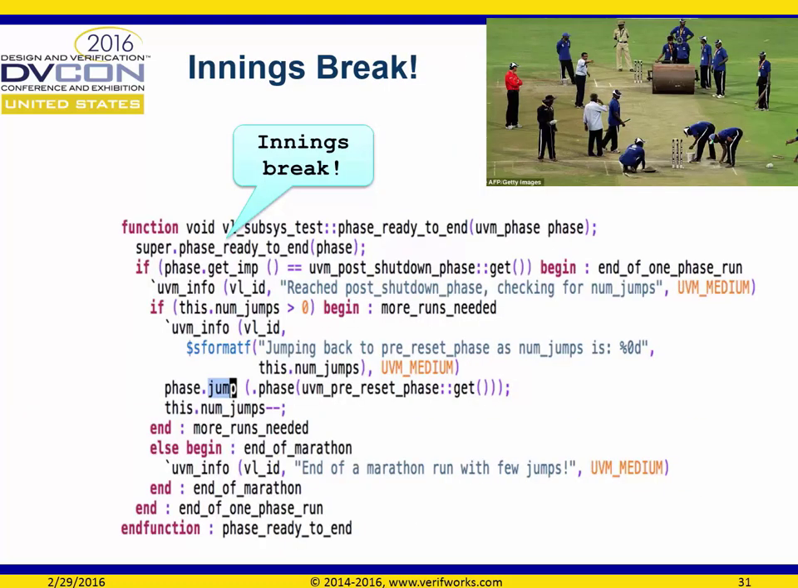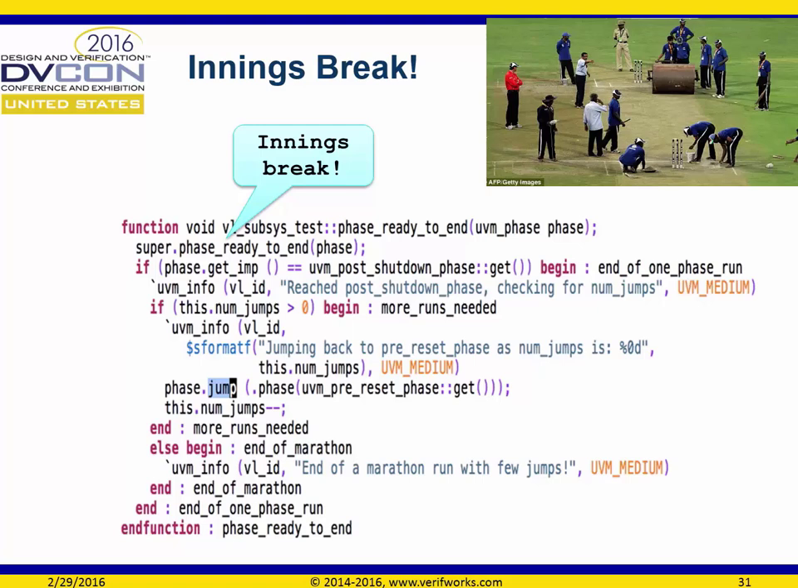There's an example of cricket innings here, wherein you're trying to take a break, wherein you've gone through the entire process once. And at the time when you're ready to end the main phase, what is implemented in this piece of code shows you how to loop back. In this example, what he's done is to check whether it's in the post-shutdown phase. And if it is indeed the end of the post-shutdown phase, he just checks a variable called number of jumps.